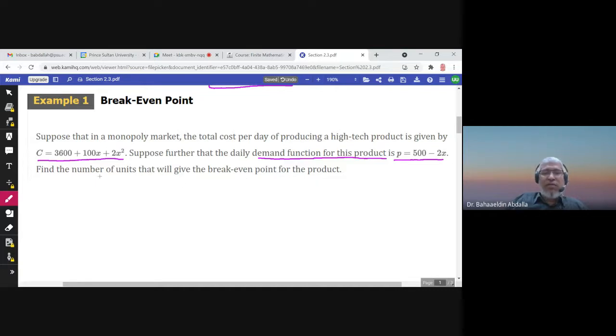So he's asking about the number of units, which is x, that will lead to the break-even, and we know the break-even is when R(x) equals C(x). So we have the cost function; how to find the revenue function? The revenue function is, as usual, the number of units times the price. But the price here is a function of x. So it's x times (500 minus 2x). So the revenue function is 500x minus 2x squared. And we have a quadratic cost function and a quadratic revenue function.